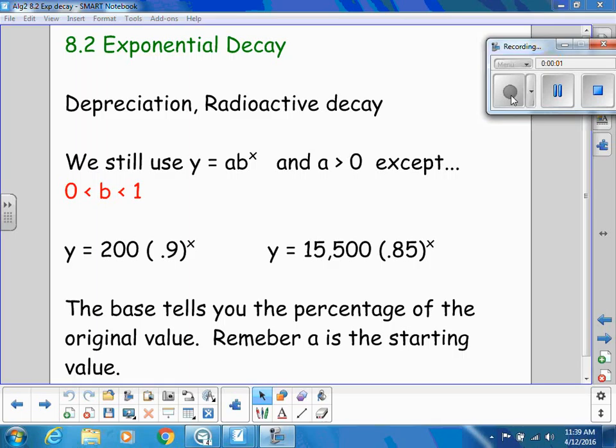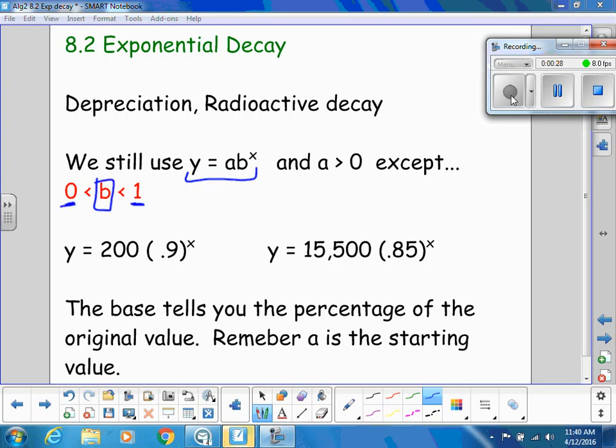Okay, now we're talking about exponential decay, and this is important for things that depreciate or undergo radioactive decay. Think of cars that depreciate in value, or anything else that you lose money on. That's what exponential decay is useful for modeling. So we're still going to use our formula from exponential growth. The only difference is that our b value has to be between 0 and 1. Okay, so we're talking about fractions, decimals, things like that.